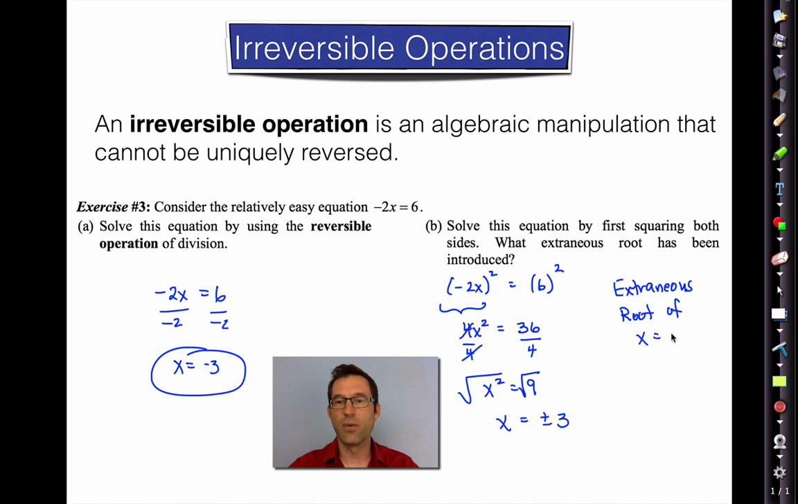of x equals positive 3, right? Positive 3 doesn't solve this equation. And yet, when we squared both sides, all of a sudden it got introduced. Isn't that kind of weird?